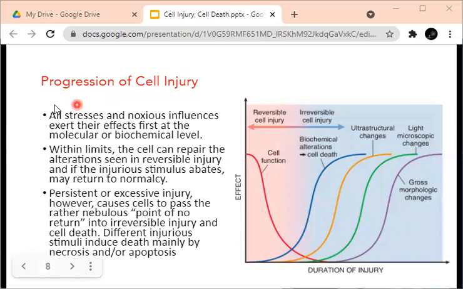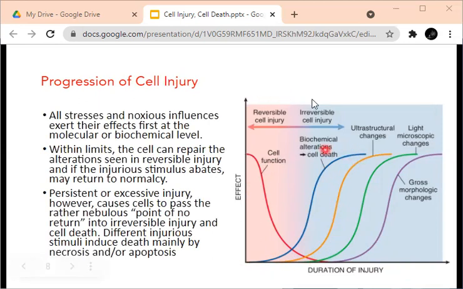Okay, now this is the progression of cell injury. Remember that there are steps. All stresses and noxious influences exert effects first at the molecular or biochemical level. So biochemical alterations first. This is our graph, showing the effect and the duration of injury. Remember that when the duration is longer, the changes or irreversible injury also increase. So as the duration of injury lengthens, its effect on the cell rises.